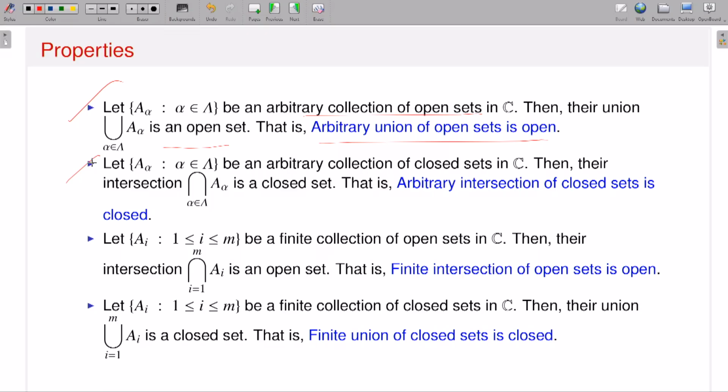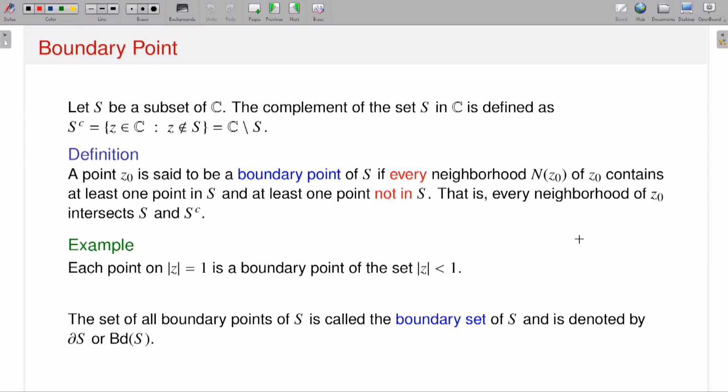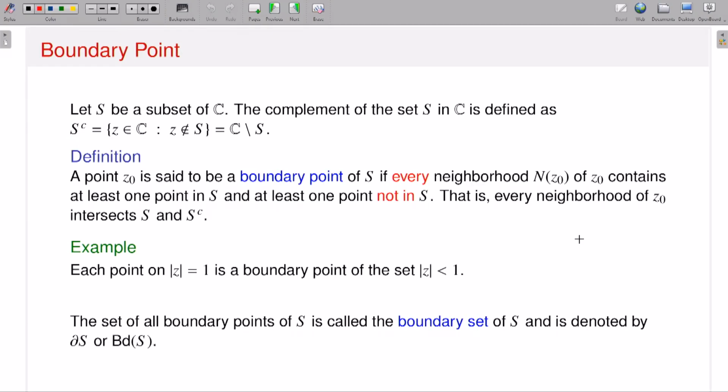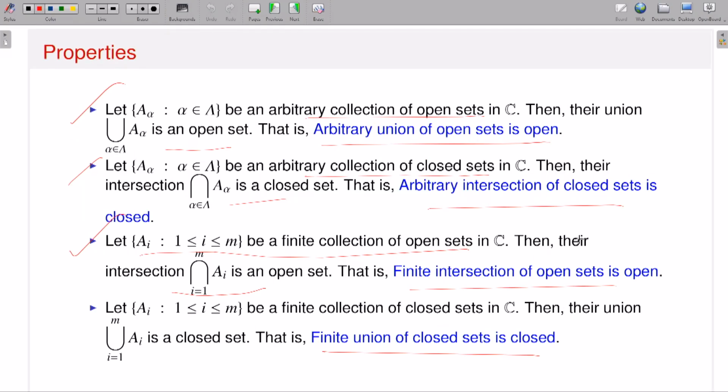What about arbitrary intersections of closed sets? If I have a collection of closed sets, their arbitrary intersection is also closed. If you have a finite collection of open sets, their finite intersection is also open, and a finite union of closed sets is also closed. These are the properties you are familiar with in the real case R, and they are similarly true for C as well.